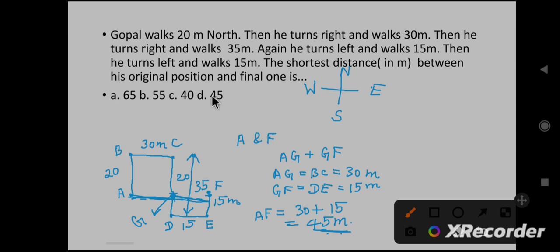So our answer is D. Option D, 45 meters, is the right answer.